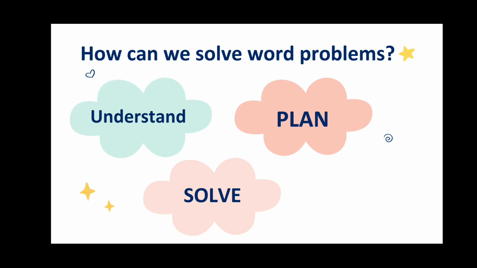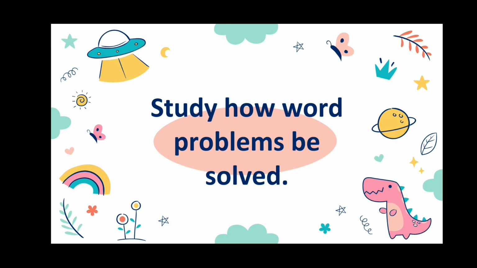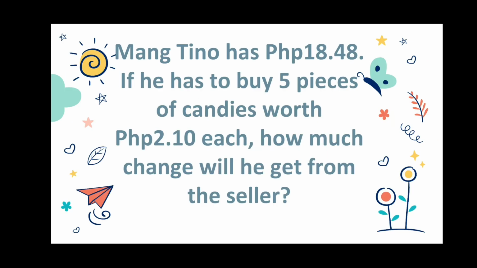And finally, after natin makapag-solve, we need to check, of course. So para masigurado natin kung tama ba ang ating mga answers. Study how word problems are solved. Mang Tino has 18 pesos and 48 centavos. If he has to buy 5 pieces of candies worth 2 pesos and 10 centavos each, how much change will he get from the seller?